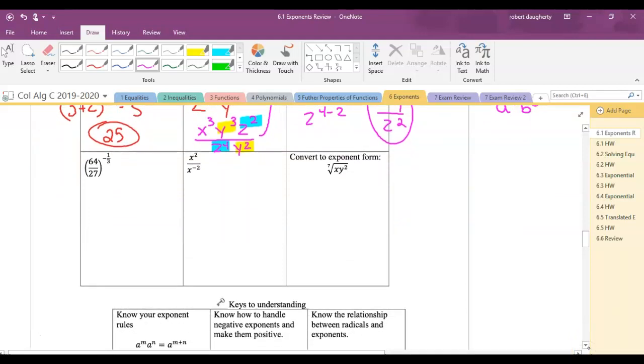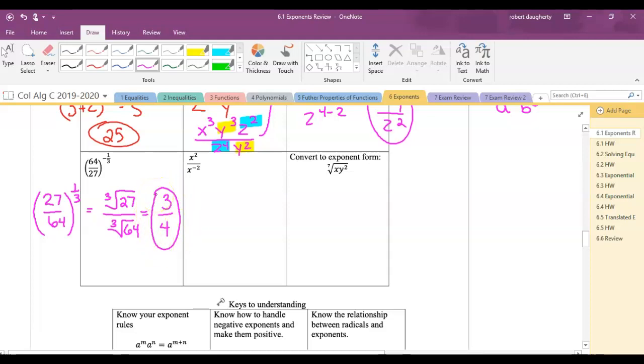64 over 27 to the negative 1/3. So anytime you have a fraction raised to a negative exponent, you can just flip that fraction, and now this exponent is positive. So this is 27 over 64 to the positive 1/3. So this is the cube root of 27 over the cube root of 64. Cube root of 27, that's 3. Cube root of 64 is 4. So that answer is 3/4.